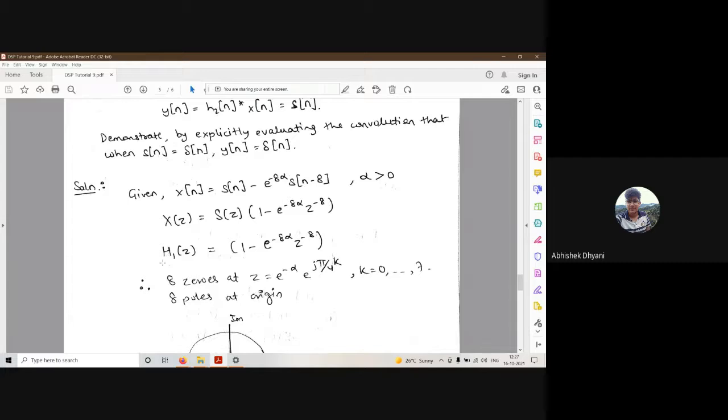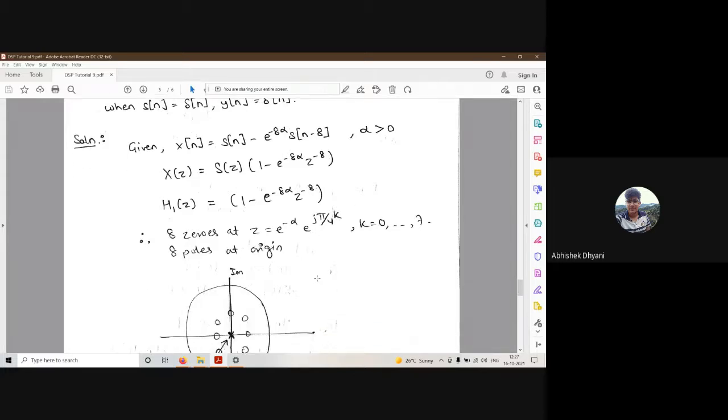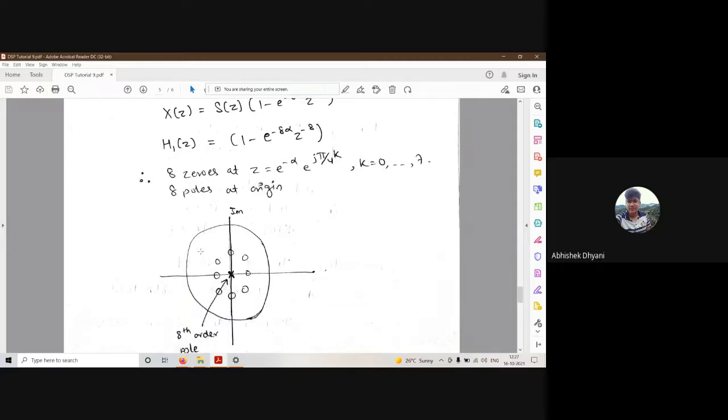Then when we calculate the pole, in this case we have in the denominator just 1. So we can say that there are 8 poles at z equal to 0. So there are 8 poles at z at the origin. And when I plot this, it will look something like this.